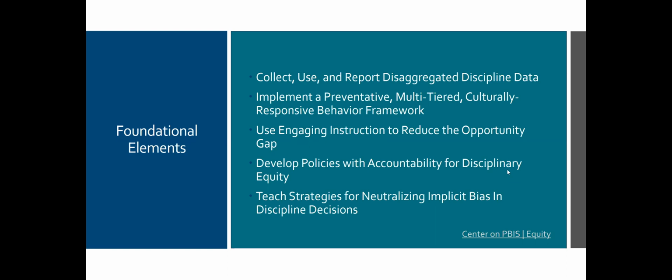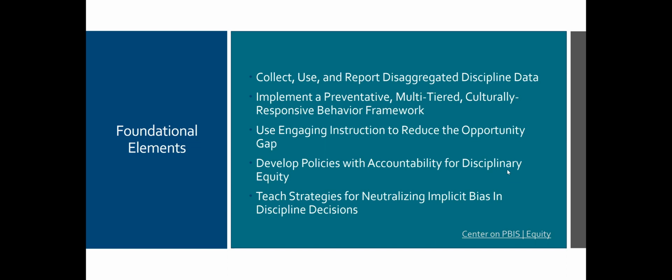And so it's important to have an infrastructure that allows for students to get what they need at that right moment. And in PBIS, those tiers are articulated at the universal level, the strategic level, and the intensive level. All the while, we want those tiers to be culturally responsive and appropriate for the students that are in front of us. Using engaging instruction to reduce the opportunity gap.